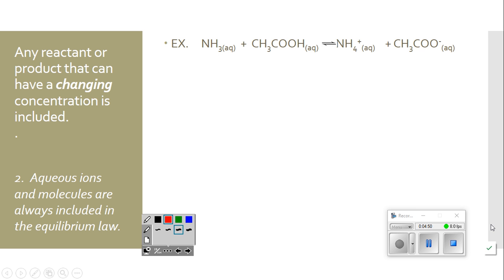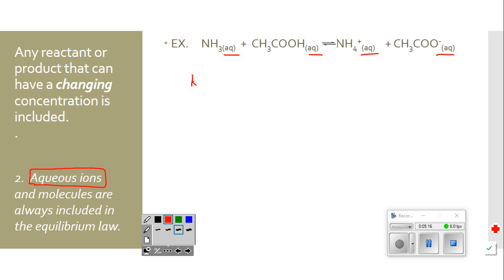Now, other things that could have a changing concentration are anything that has aqueous as its state. If something is aqueous, AQ, it means it's dissolved in water. It could change its concentration if there were more water or more of the substance. So AQ is a state that you would include.